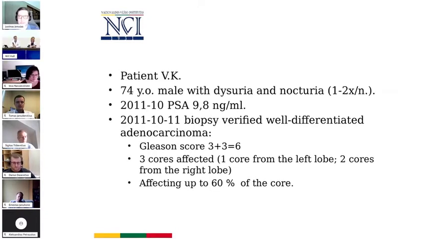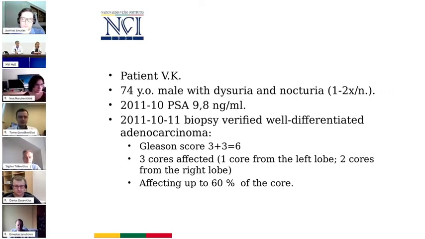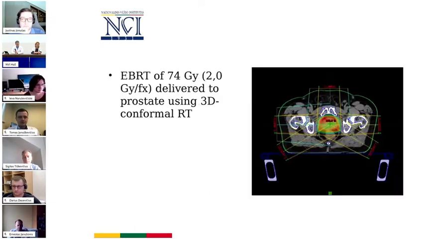A 74-year-old male patient with dysuria and nocturia was diagnosed with an increased PSA of 9.8 nanograms per milliliter at the time in 2011. A systematic biopsy showed prostate carcinoma of Gleason score 3+3, with 3 cores being affected, up to 60% of the core. External beam radiation therapy was prescribed.